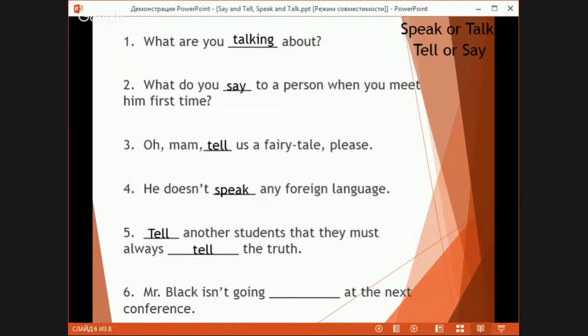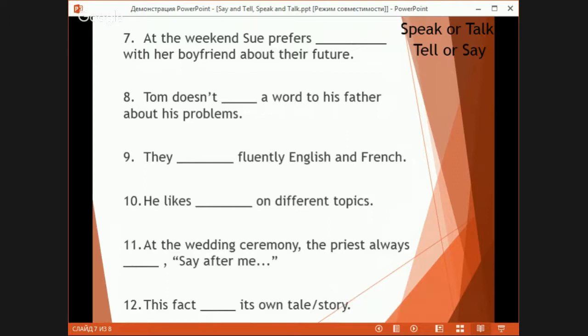Actually, it must be tell other students, not another. Tell the truth, we say. It's a set phrase. Mr. Black isn't going to speak at the next conference. It must be to speak, not speaking. Isn't going to speak at the next conference. The next, please.